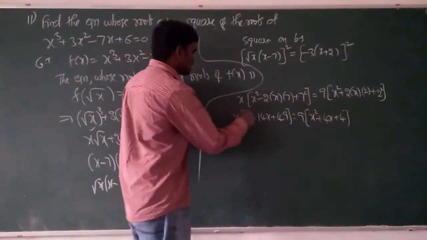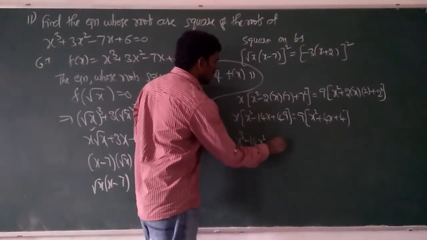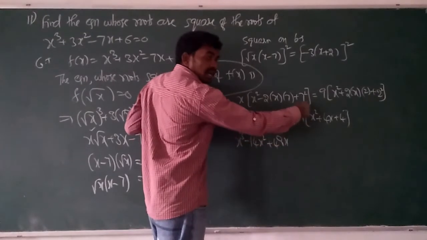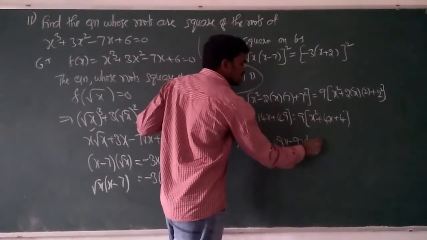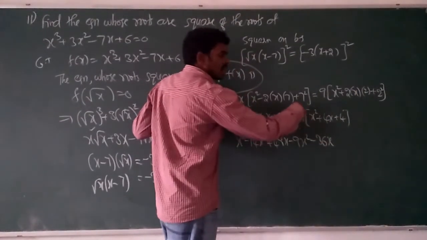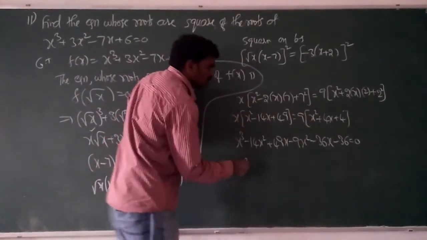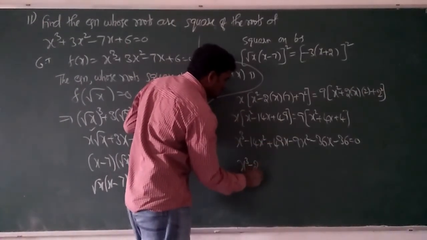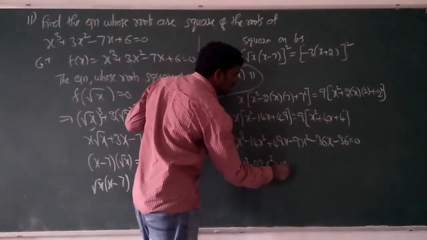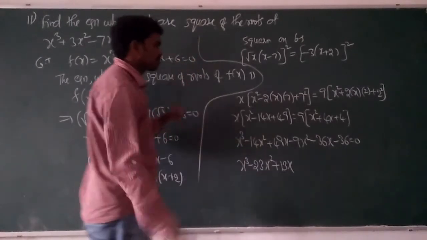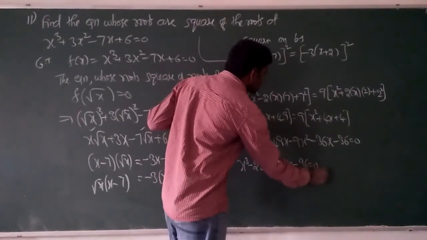Simplify this, and we can get the answer. x into x square is x cube, x into 14x is 14x square, x into 49 is 49x. Equal to 9 into x square, 9 into x square; bringing to the left side becomes minus 9x square. 9 into 4x is 36x, bringing to the left side becomes minus 36x, and 9 into 4 is 36, bringing to the left side minus 36, equal to 0. So finally x cube, x square comes here: minus 14 and minus 9 becomes minus 23x square, and x comes here: 49 minus 36 becomes plus 13x. Am I right? Yes, 13x. And the remaining minus 36 is equal to 0 is the answer.